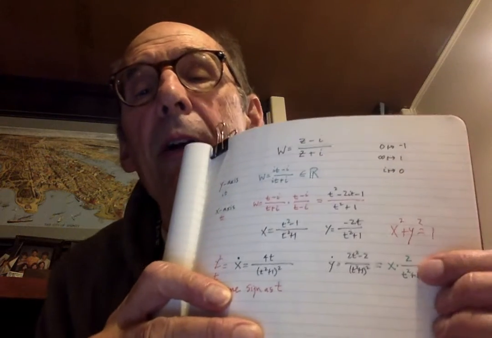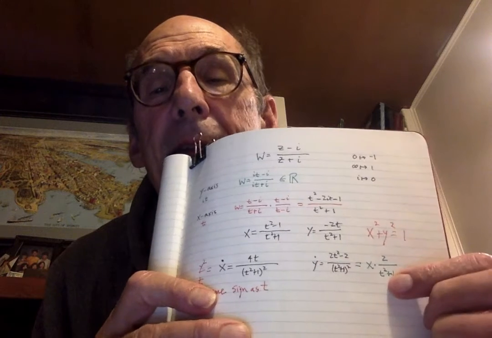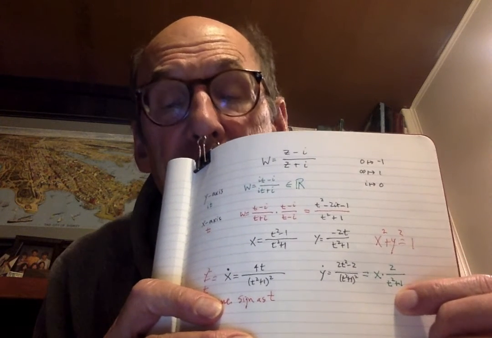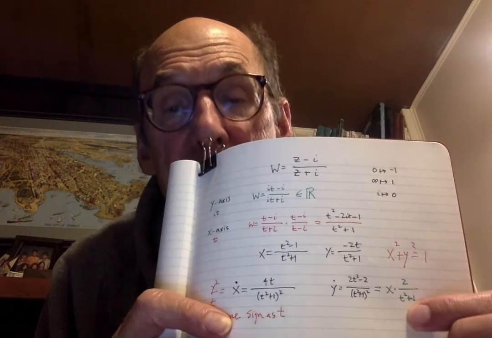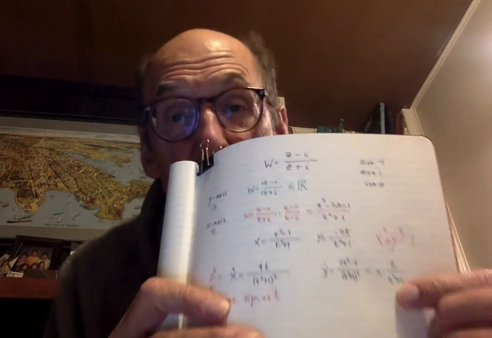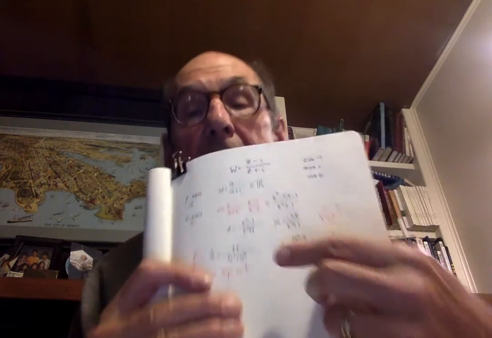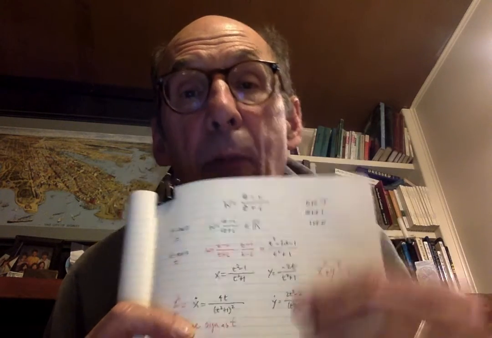And we can play a similar trick with y dot. It doesn't quite work out so nicely. I'm going to skip the algebra because time's a consideration. But y dot comes out to be x times a fraction. And the fraction has 2 on top, and it has t squared plus 1 on the bottom. So when you do out this algebra, what you find is that y dot has the same sign as x. So if x is positive, then y dot is positive and y is increasing. And if x is negative, y dot is negative and y is decreasing.